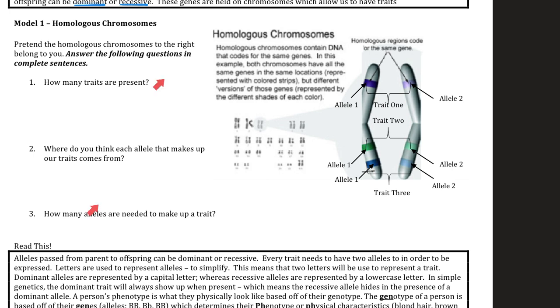All right, so let's pretend the homologous chromosomes to the right belong to you. These two are homologous chromosomes. Homologous chromosomes mean that they're the same number. So this is both chromosome number 3. These are your chromosome number 3s, and this is after meiosis. This is the chromosome number 3 you got from your mom. This is the chromosome number 3 you got from your dad. Does that make sense? Okay.